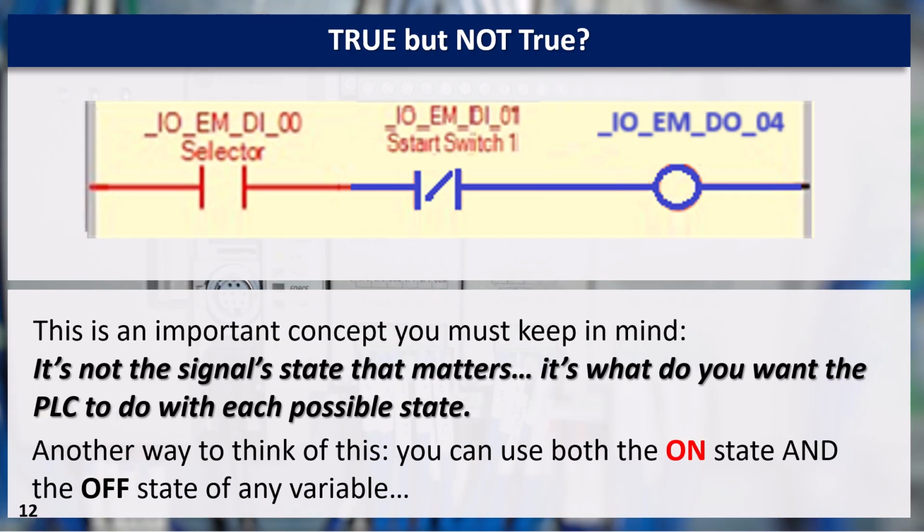This is an important concept you must keep in mind. It's not the signal state that matters. It's what you want the PLC to do with each possible state. Another way to think of this is you can use both the on state and the off state of any variable.